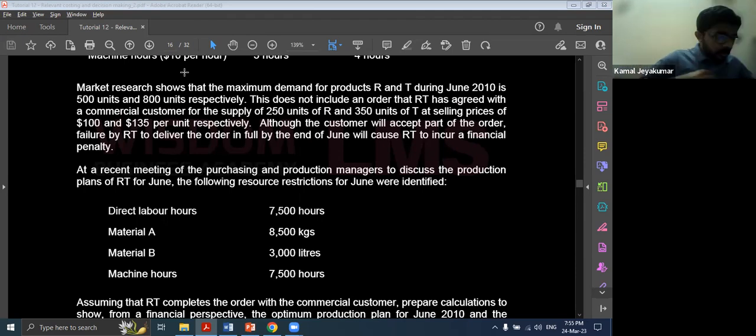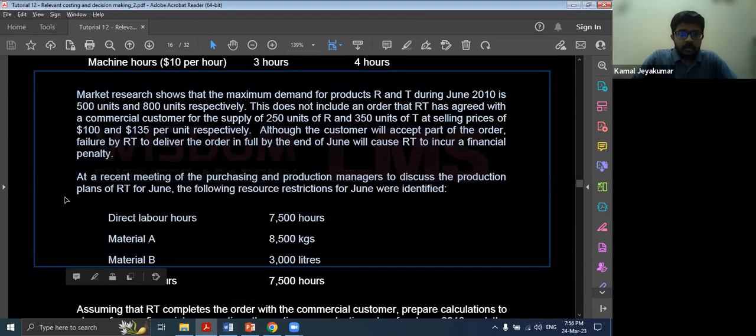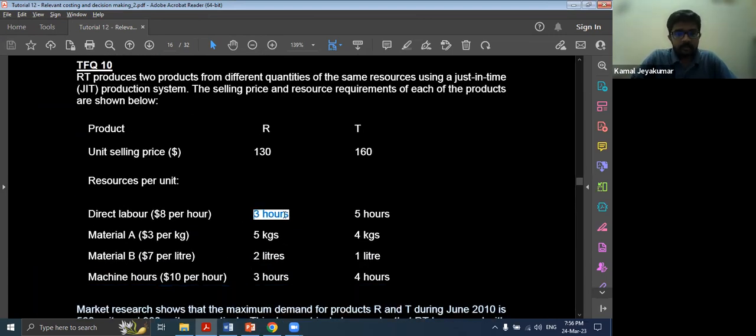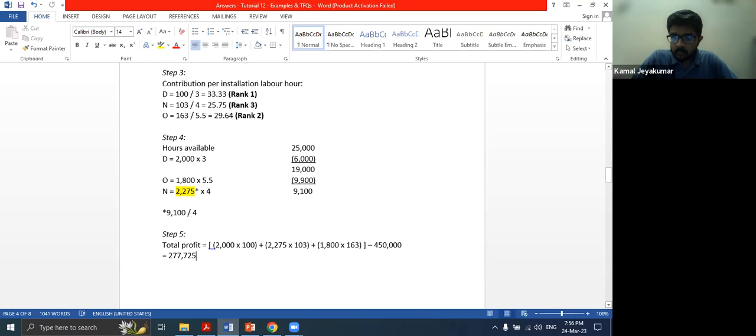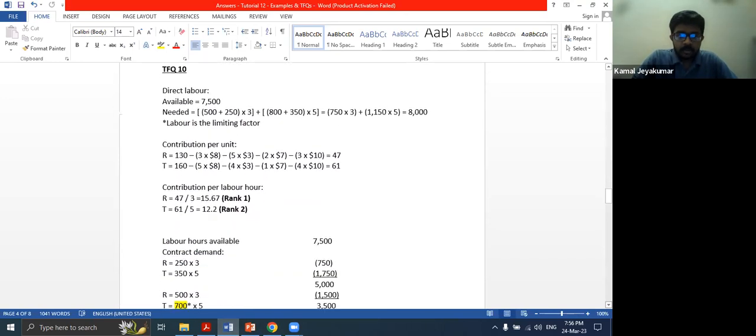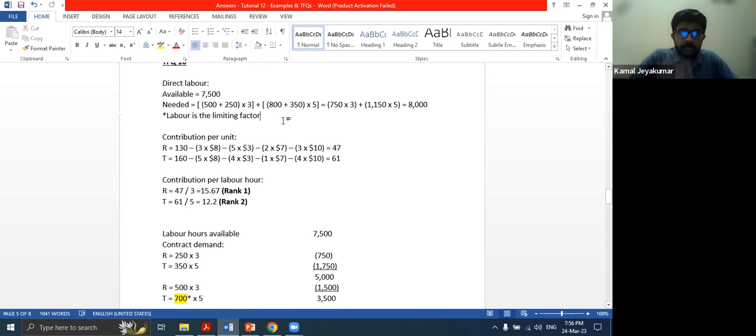Sorry about that, guys. So did you identify what the limiting factor is? Now to do this, you have to calculate how much of each resource that you need and how much is available, right? Now, let's try direct labor. How much of product R can you make, the maximum number? 250 units for the contractor and 500 units for the market. That's 750, right? You need 3 hours of direct labor for each unit of product R.